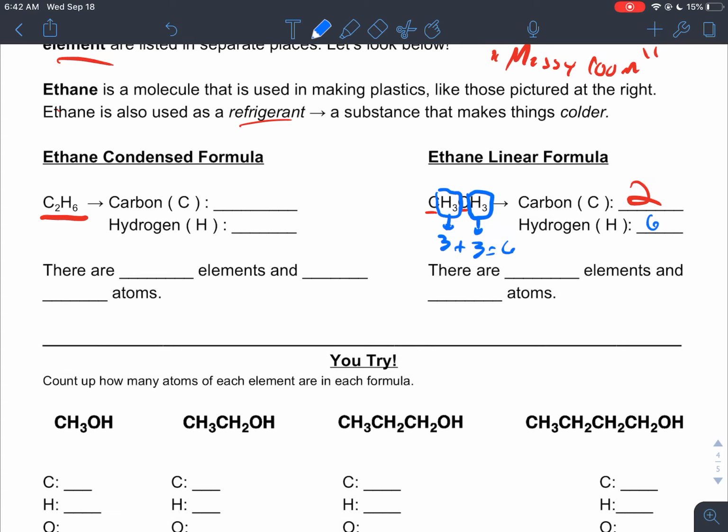Now we need to do our practice. There are how many elements? There's carbon and there's hydrogen. There are 2 elements, and there are blank atoms. 2 plus 6 gives me 8 atoms. When it says atoms, add them up. There are 2 elements, 8 atoms.